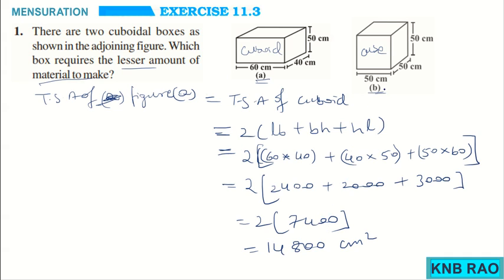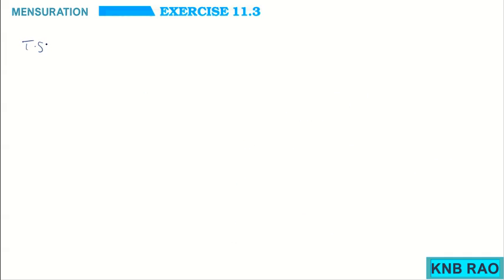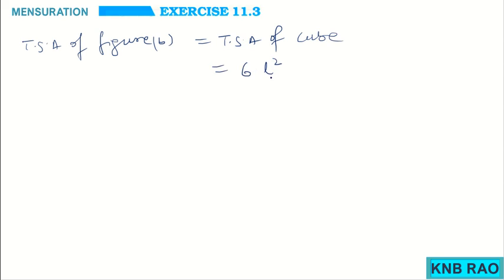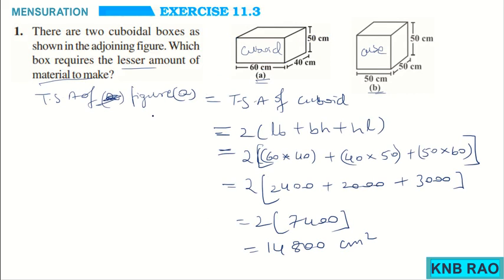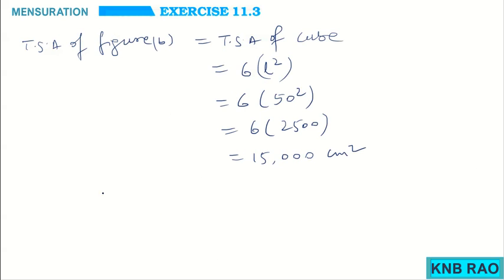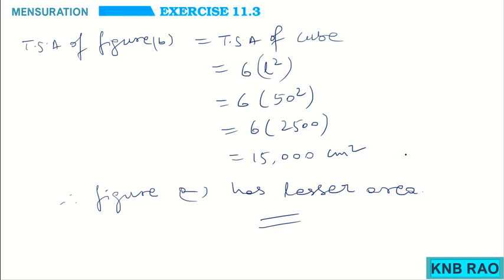Now moving on to figure B, the TSA of figure B. You know it is the TSA of a cube, found with the formula 6 times L square, where L is 50. So 6 times 50 square, 50 square is 2500, and 6 times 2500 is 15,000 centimeter square. Now compare which has more and which has less. We want lesser, so we conclude that figure A has lesser area.